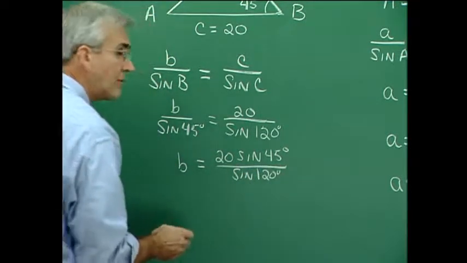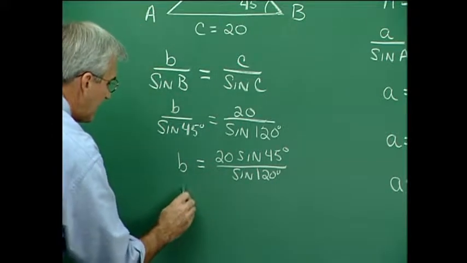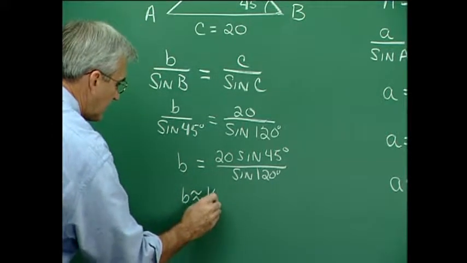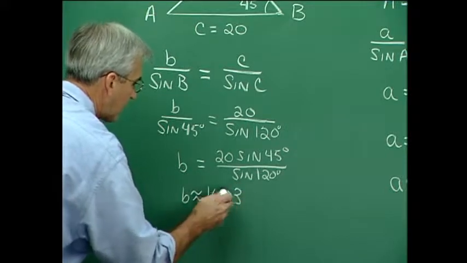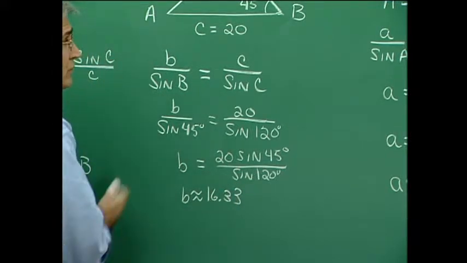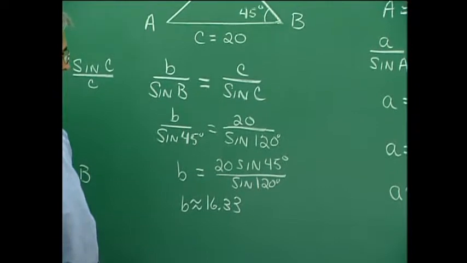Now it's a matter of using the calculator, and we find B to be approximately 16.33 units, whatever the unit is for the lengths of sides. Okay, so that's the idea.